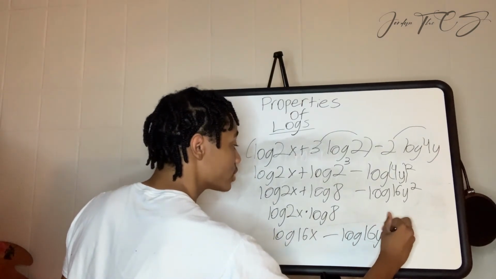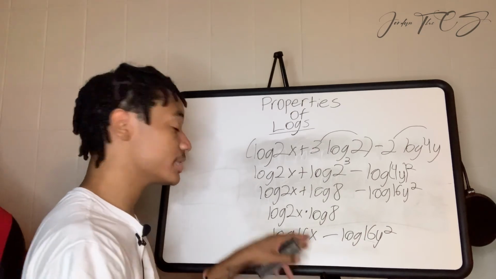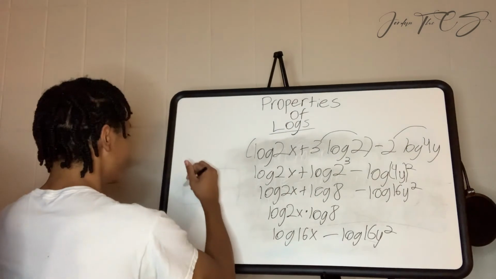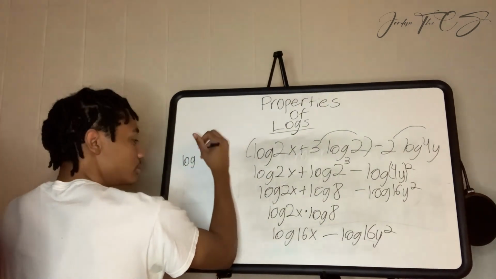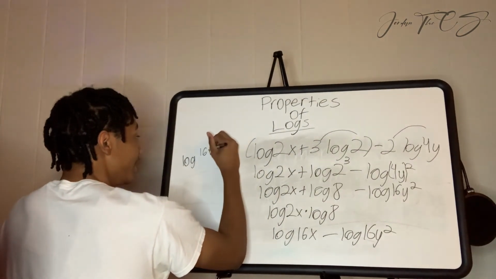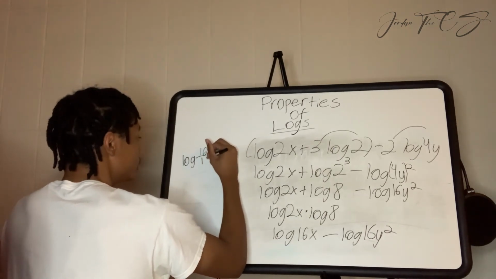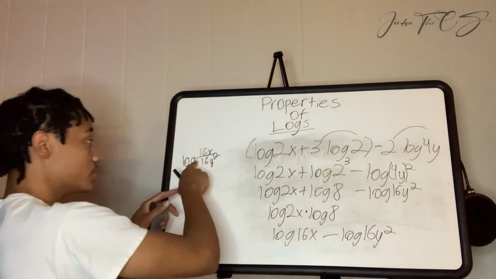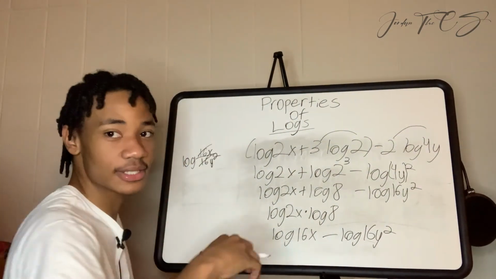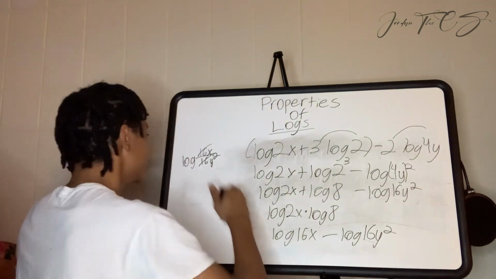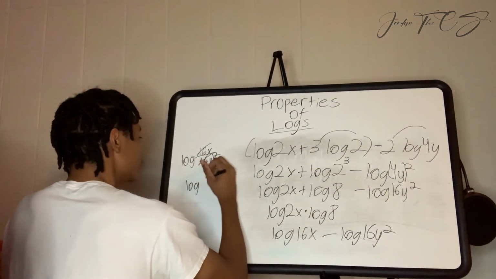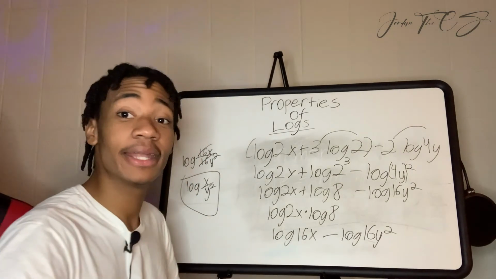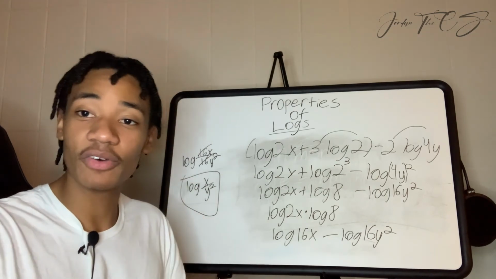16y squared. Now we're going to put this in the division form that we went over earlier. Remember that, guys? I remember it. So we have log 16x over 16y squared. Now these two 16s cancel out because 16 over 16 equals 1. Now we're going to have log x over y squared. And boom goes the dynamite. That is our final answer.